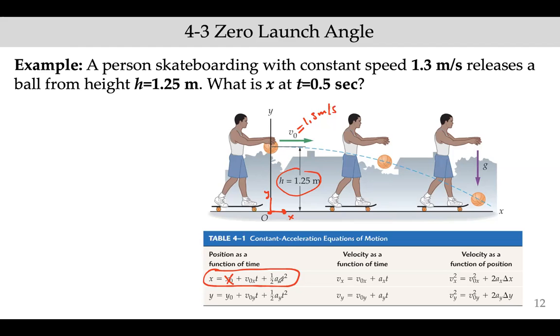Okay, and is there any acceleration in the x direction? No, there is only gravity, which is in down direction, and this person is not pushing the ball anymore. He's just releasing at this point. So then there's no acceleration in the x direction, so we will only take this part of the formula, v0x times t. So the initial velocity is 1.3 meter per second, multiplied by half a second. So what you get is 0.65 meters.